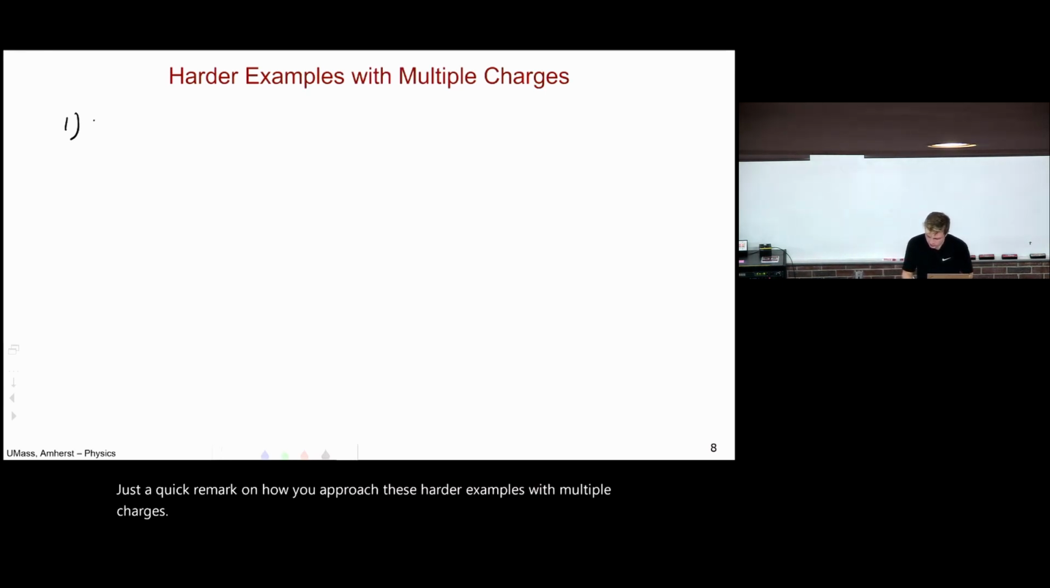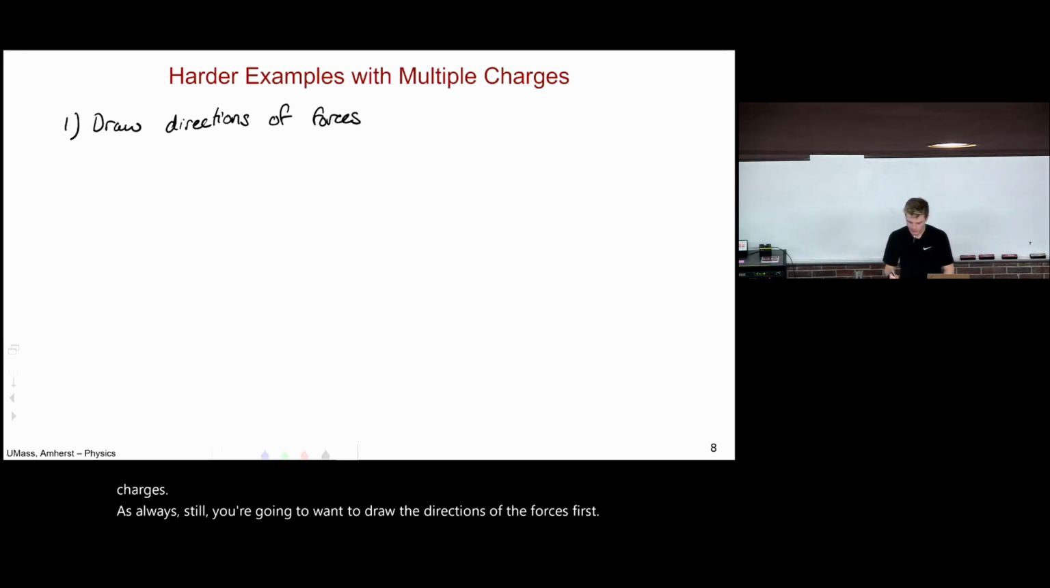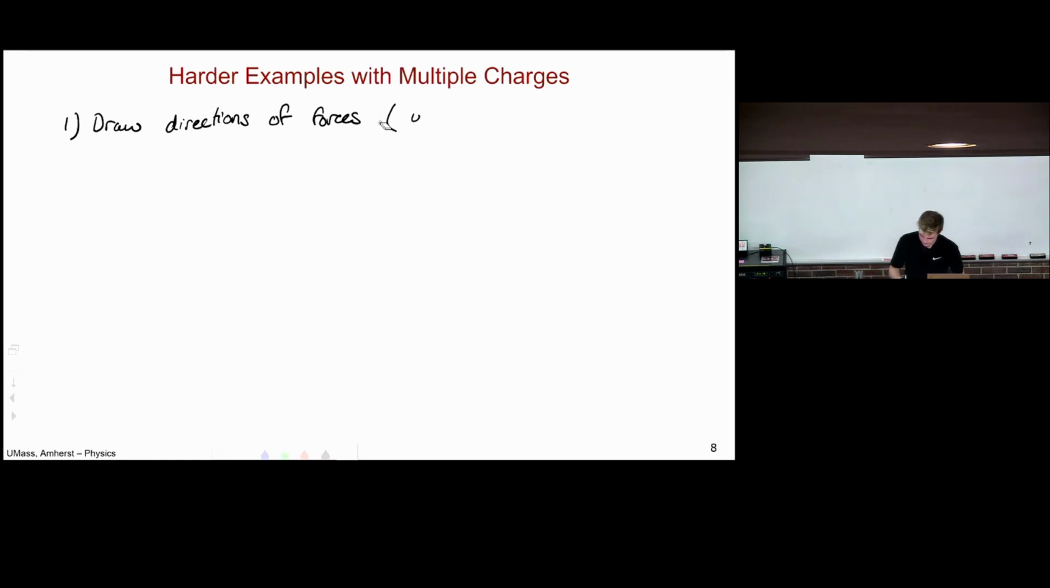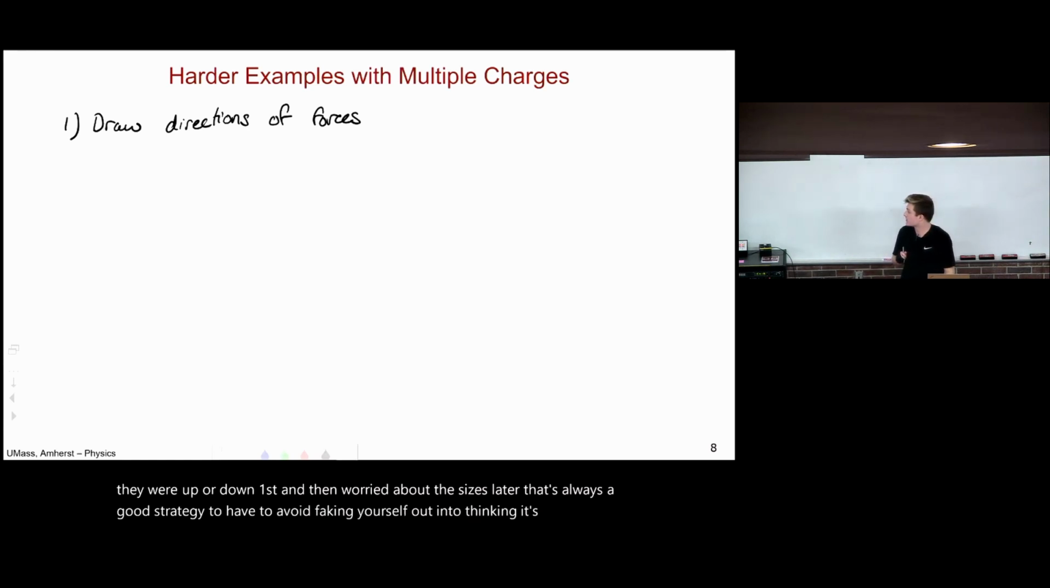As always, you're going to want to draw the directions of the forces first. Just like in that last example, how I drew the directions of the arrows, whether they were up or down first, and then worried about the sizes later, that's always a good strategy to avoid faking yourself out into thinking it's more difficult than it needs to be.